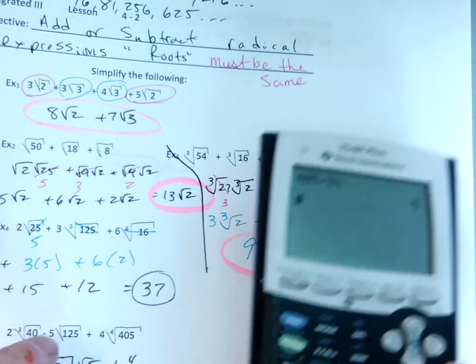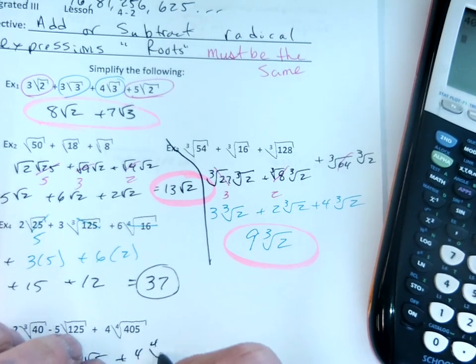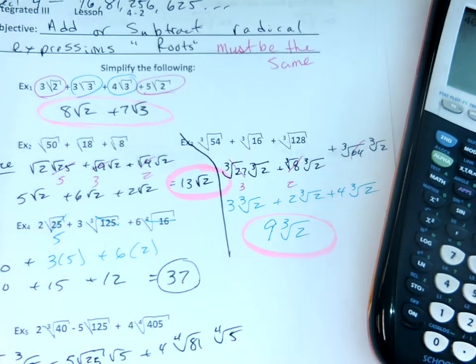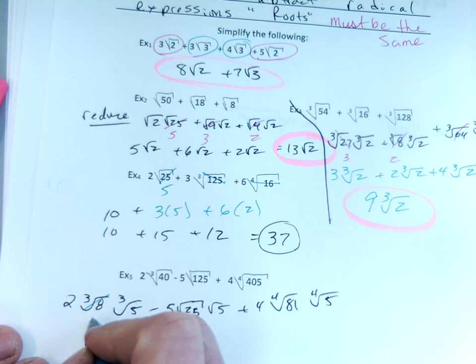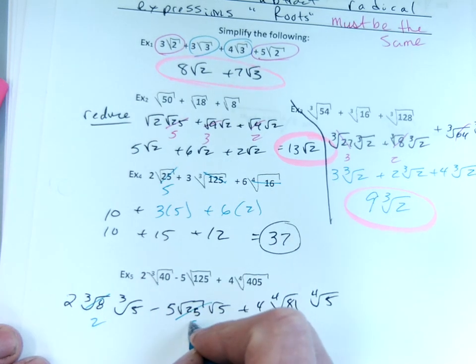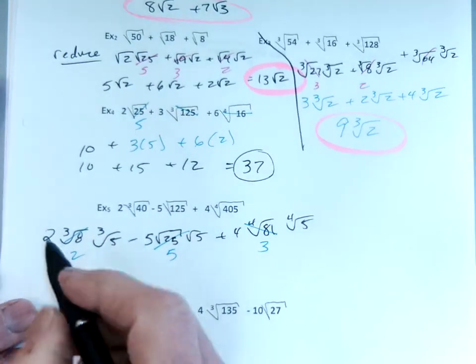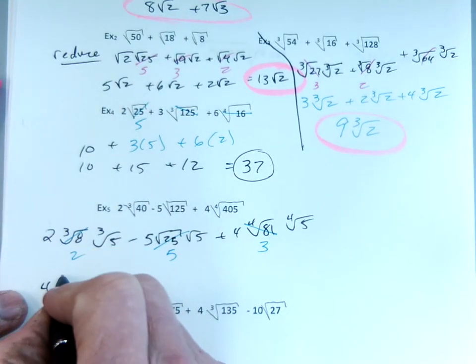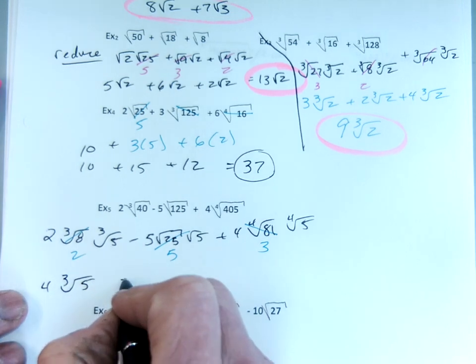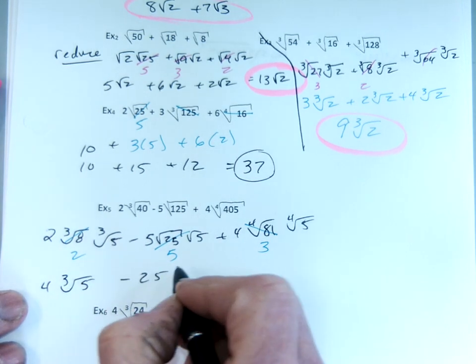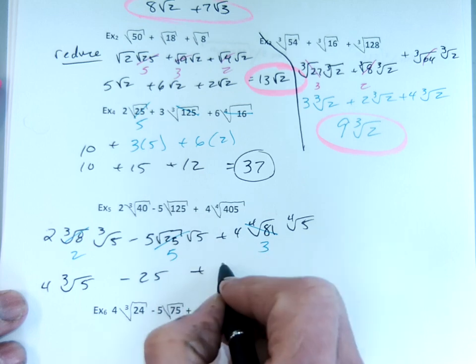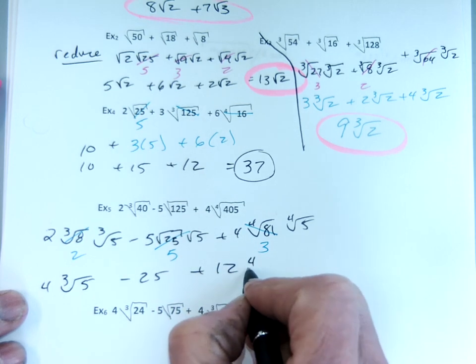It works. 81 times 5. So the 4th root of 81, 4th root of 5. Let's see what I get. Then this becomes a 2, this becomes a 5, this becomes a 3. And so then I'll have 4 cube roots of 5 minus 25 plus 12 4th roots of 5.